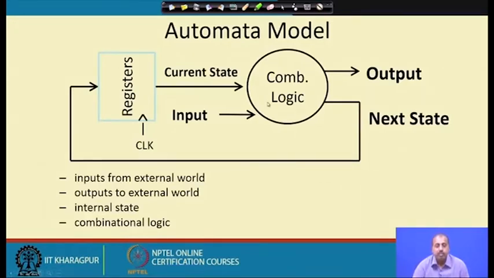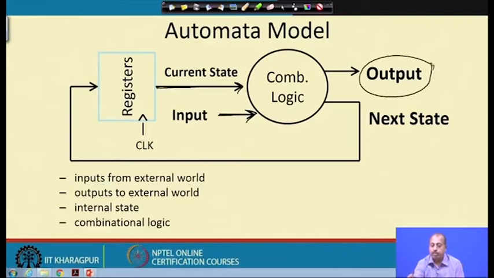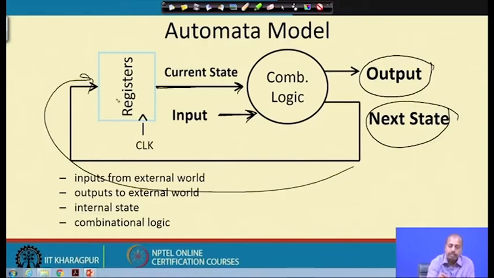From automata theory, you can visualize this machine as if we have a register, and this register is clocked, and it holds the current state of the system. This current state comes as input to a combinational logic, and the inputs also come to the combinational logic, which determines what should be the output and also what is the next state. At the next clock pulse, these next state values will be stored into this register as the current state, and they will be available as current state.